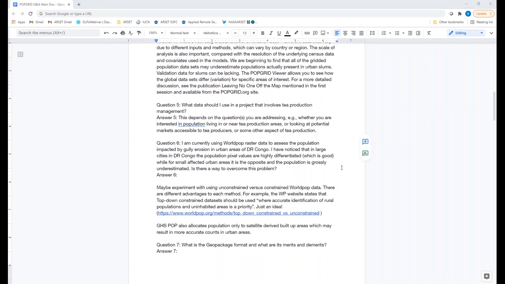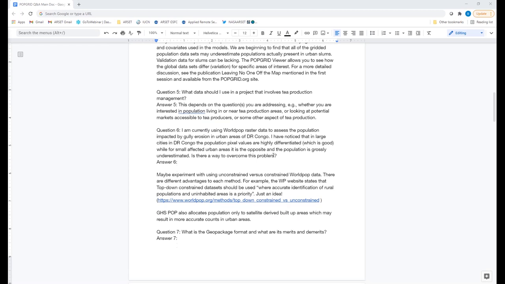Great, thank you. And question six, it looks like this user is already working with some WorldPop data. I'm currently using WorldPop raster data to assess the population impacted by gully erosion in urban areas of Democratic Republic of Congo. I've noticed that in large cities, the population pixel values are highly differentiated, which is good, while for small affected urban areas, it is the opposite and the population is grossly underestimated. Is there a way to overcome this problem?